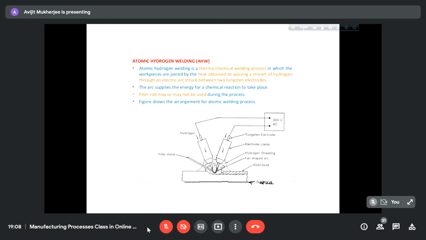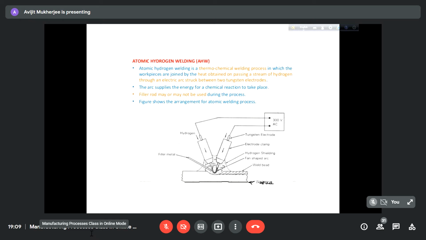So here you just observe there are two tungsten electrodes. This is the workpiece, which is not connected with any polarity. But the terminals are connected to an AC transformer set with a rating of 3 to 300 volts. So two terminals are connected with the two tungsten electrodes, mind that, not with the work. And here hydrogen is passed. Sorry, not an inert envelope. This hydrogen, this is atomic hydrogen.